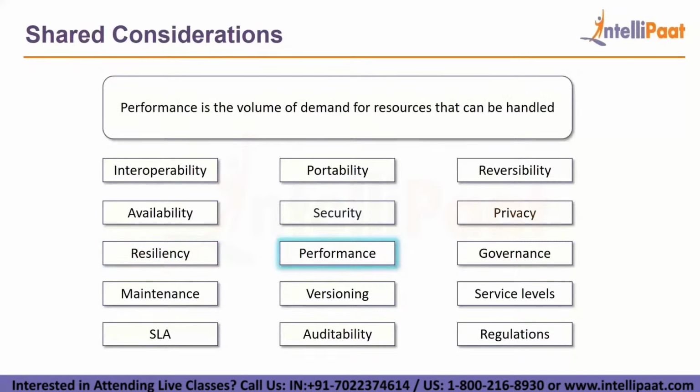Then comes performance. Performance is the volume of demand for resources that can be handled. If I give you some load of traffic, can you handle it? What is the performance metric for that? What is the throughput that you can provide, and so on. There are several things that people in several roles can do to increase or decrease the performance, such as using caching, using databases with low latencies, using cloud content delivery networks, and so forth. Then there's governance, which ensures effective oversight of cloud usage.